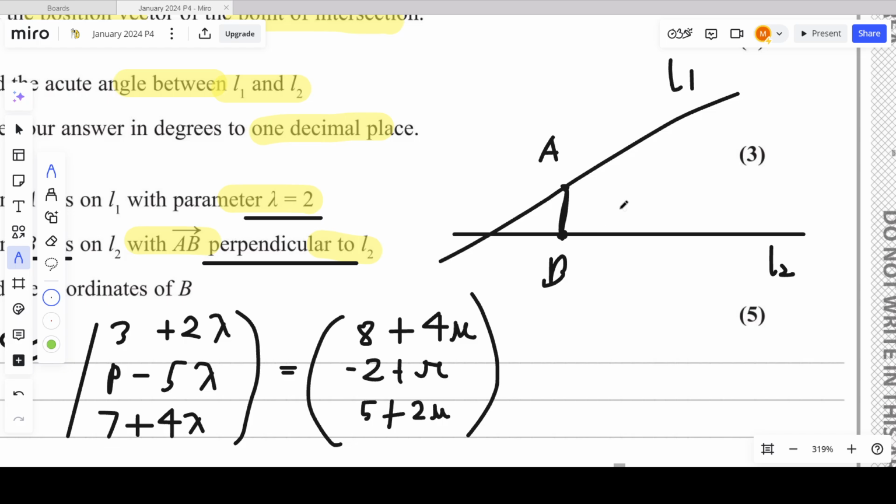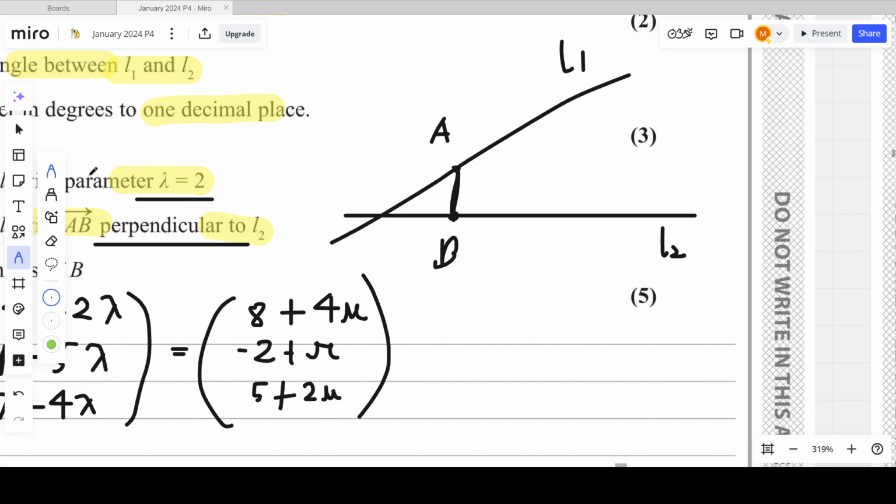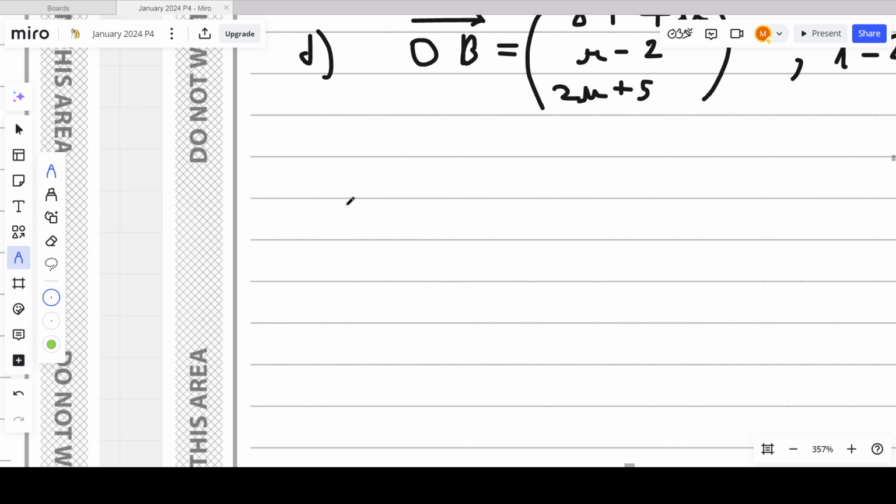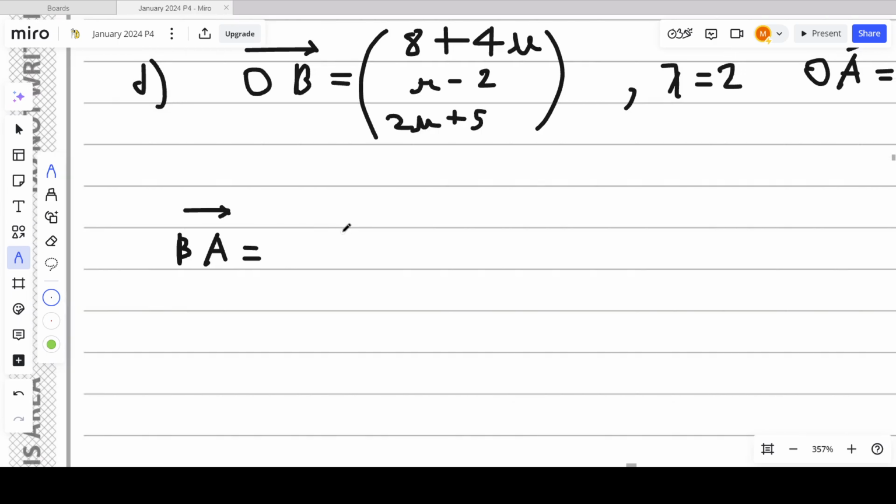So if you consider AB, it won't be perfect. Okay, why it won't be perfect? I will tell you soon. Let's find out at first BA. We will find out BA. So BA would be what? OA minus OB.